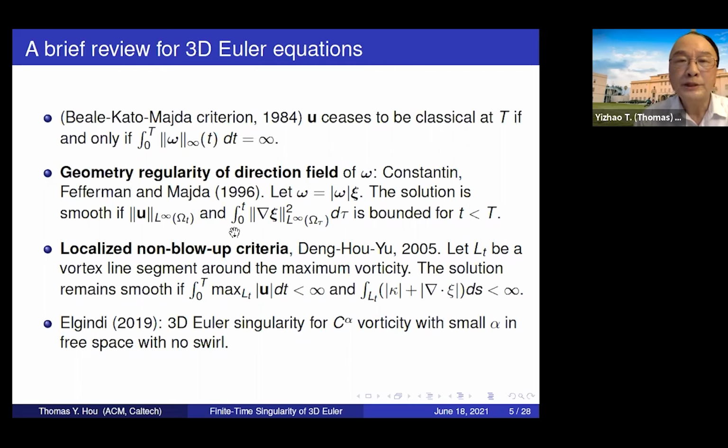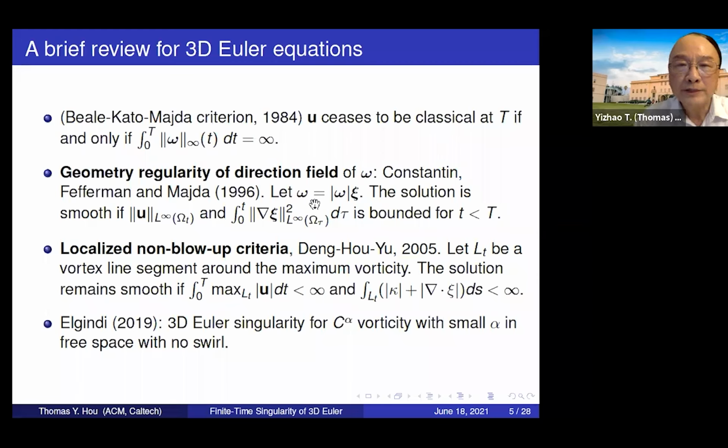My early work was inspired by the work of Constantin-Fefferman-Majda in 1996, where they realized that the regularity of the vorticity vector direction can also help to deplete the potential singularity. The vorticity vector regularity means that if the gradient of the vorticity vector has a maximum norm that is L^2 integrable in time in a small neighborhood containing the maximum vorticity, plus assuming the velocity field does not blow up in time, then you can exclude blow up.